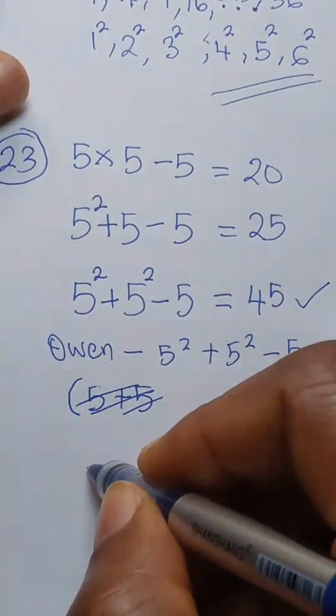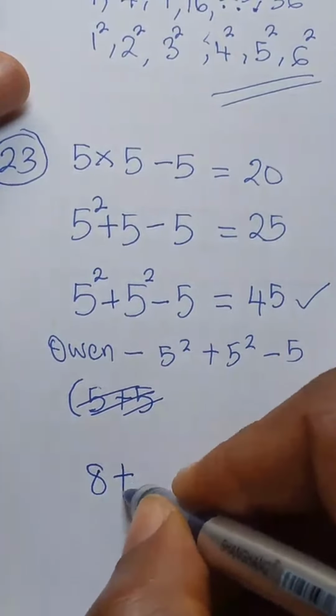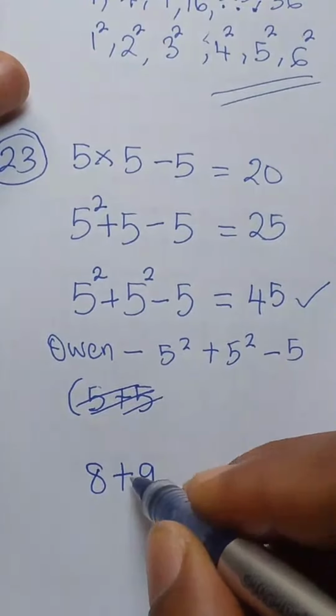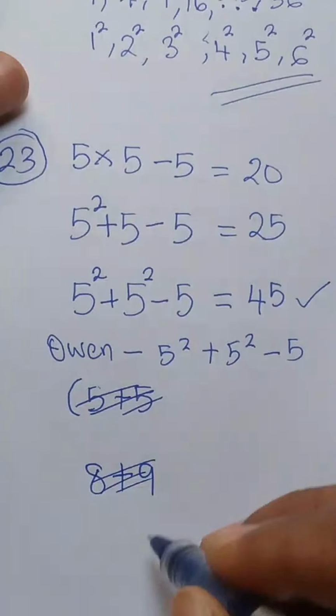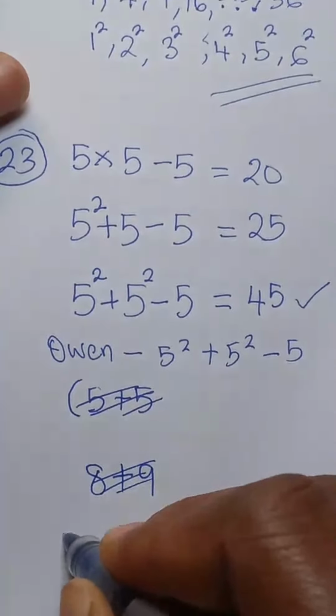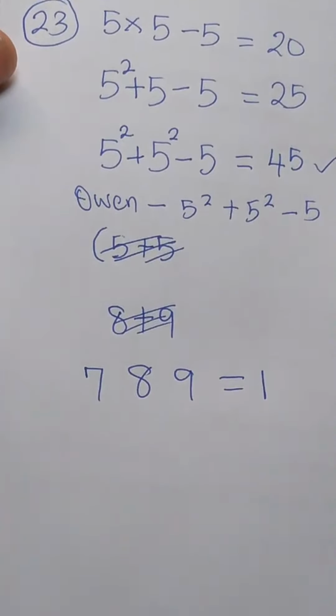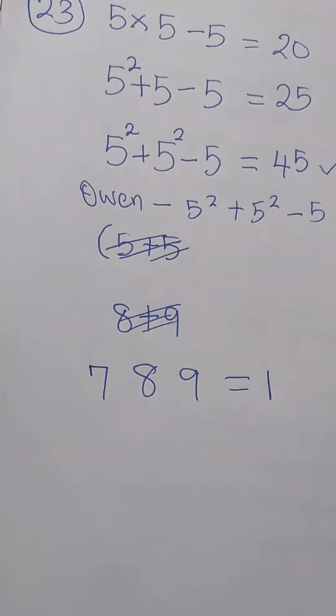Let's see. I know you guys can solve this. We have 7, 8, 9 equal to 1. What operation can we put here to give us 1? It's very easy. This is one of the easiest.